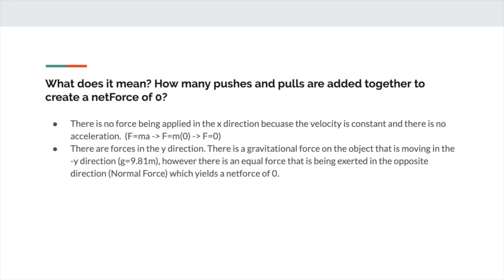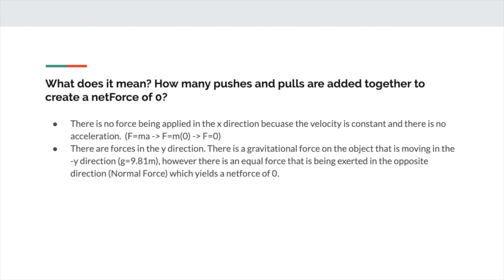And then finally, so what does it mean? How many pushes and pulls are added together to create a net force of 0? So referring to the formula that I referenced earlier, where force equals mass times acceleration, we know that there's no force being applied in the x direction, and we can use this formula to prove it. Since there's no acceleration, F would equal mass times 0, which means that the net force is equal to 0.